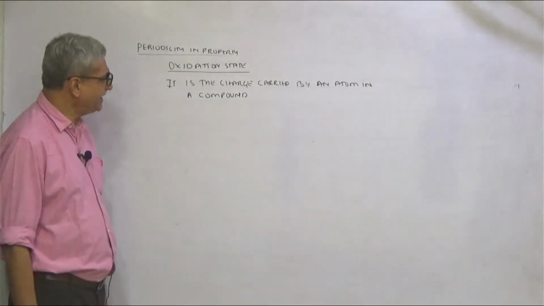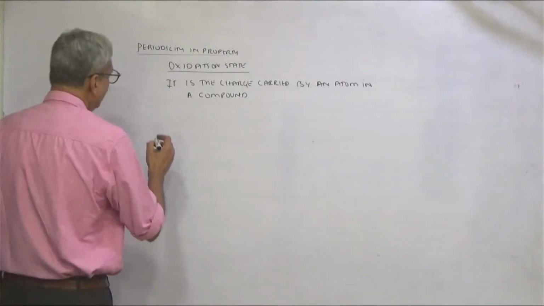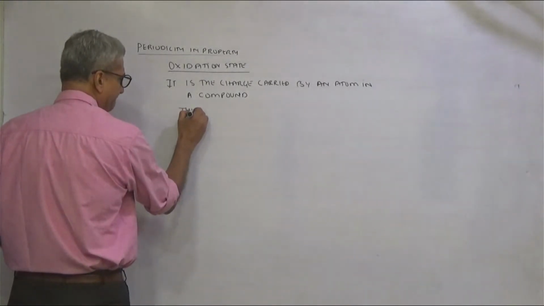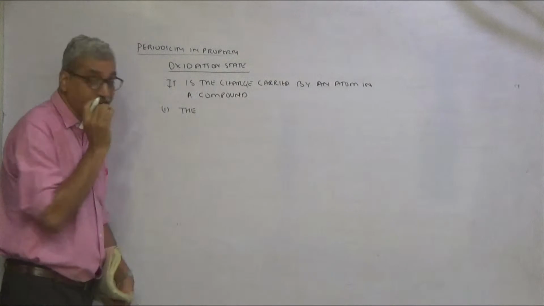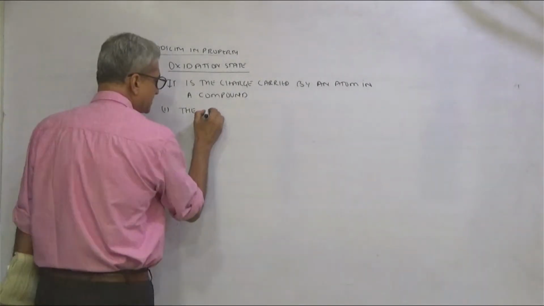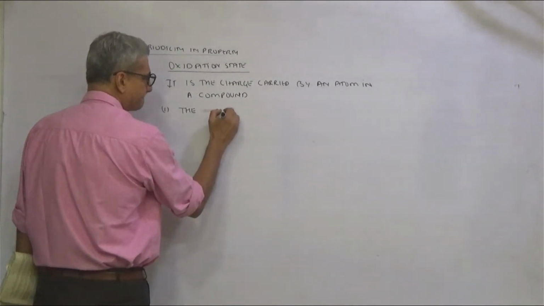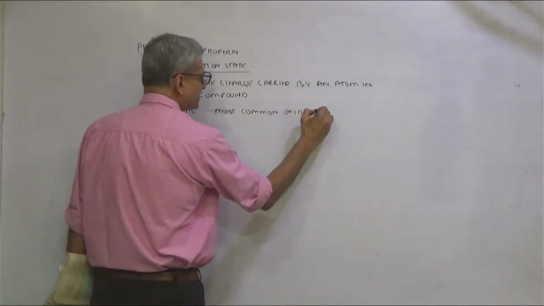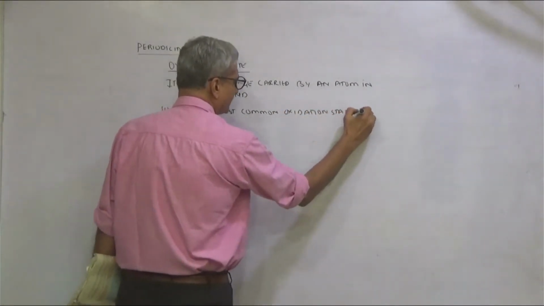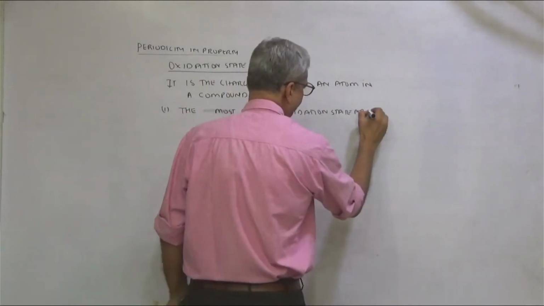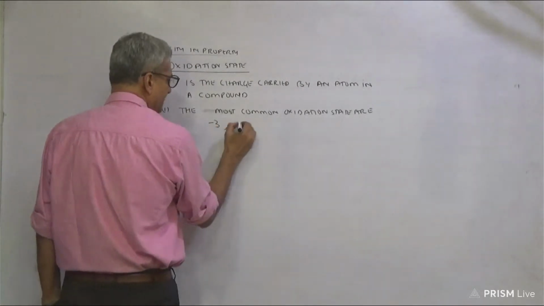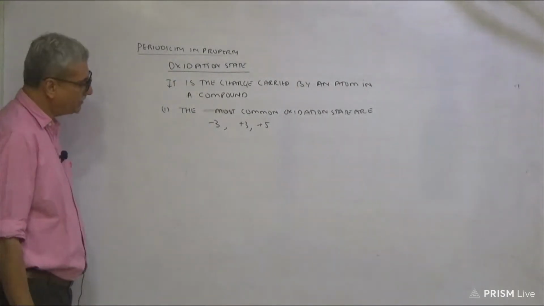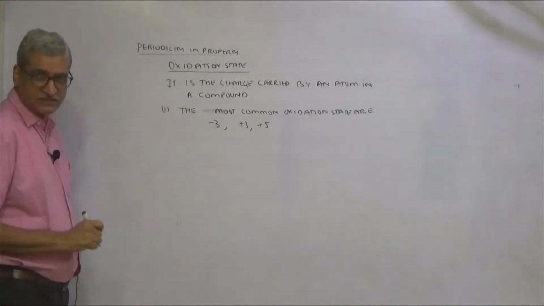So it is a charge carried by an atom in a compound. So when we look at group 15, the first question that they can ask is, the most common oxidation states are what? You have -3, then you have +3 and +5. This is a decreasing order. Okay, -3, +3 and +5.